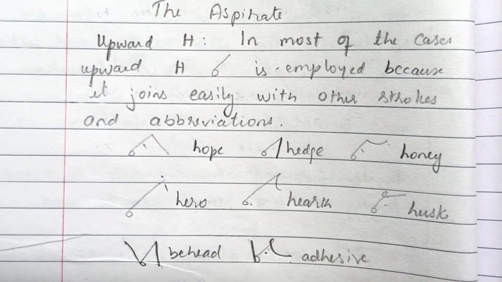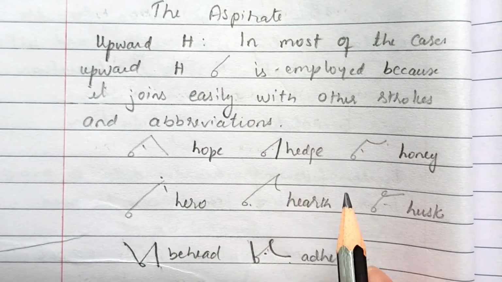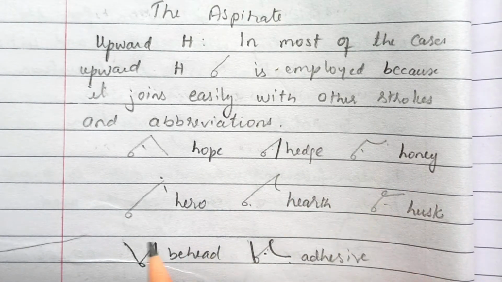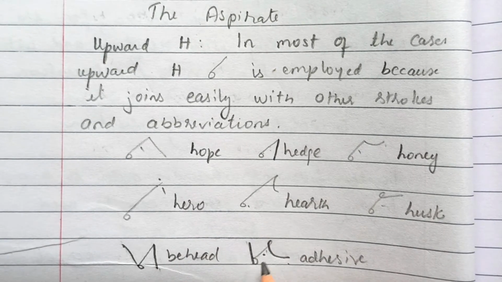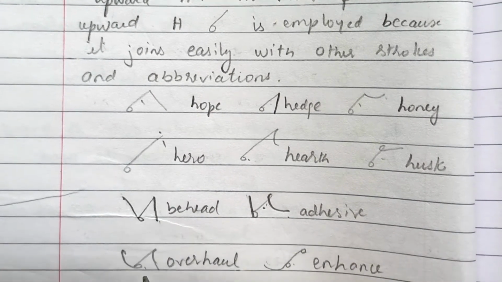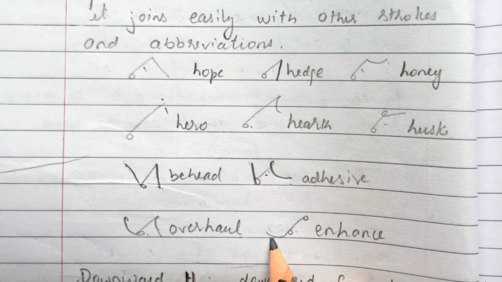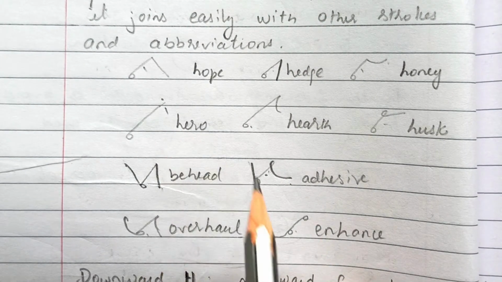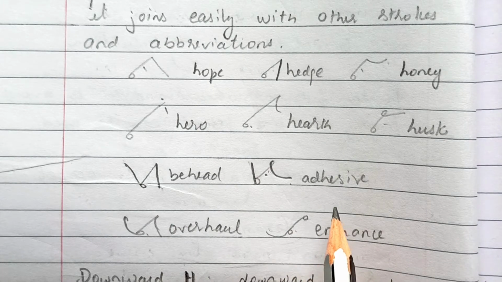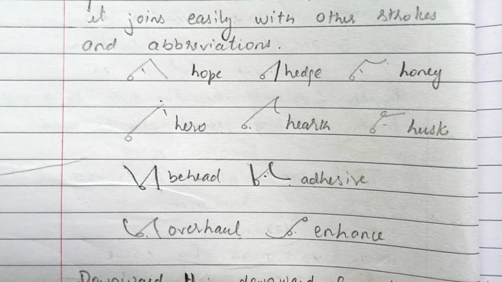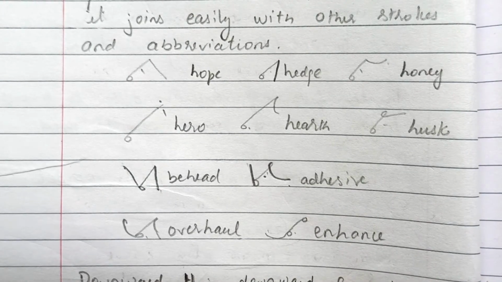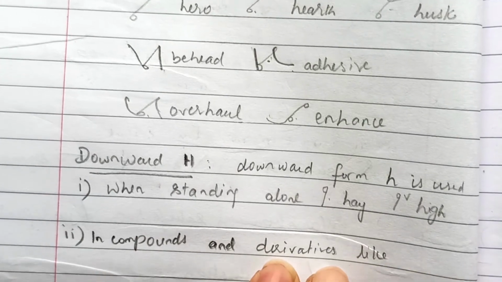The words hope, honey, hero, earth, husk, behead, adhesive, overall and enhance. So in all these places we have used the upward H. And further we shall see where the downward H is employed.